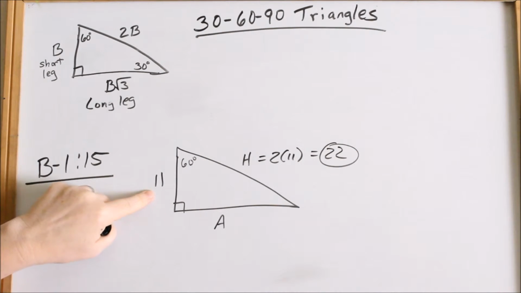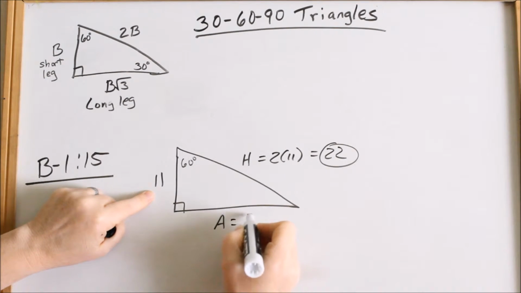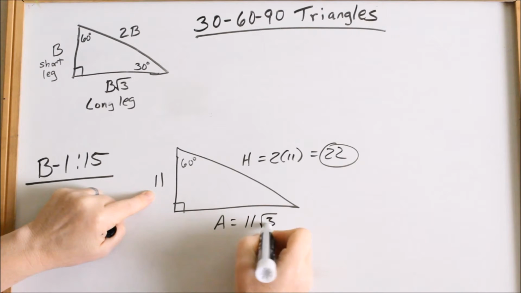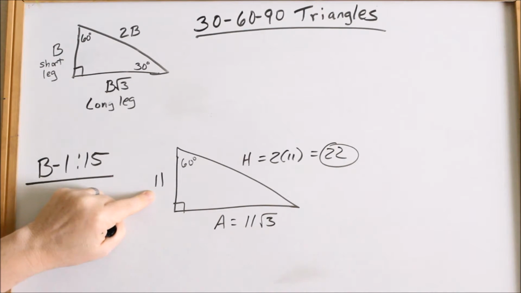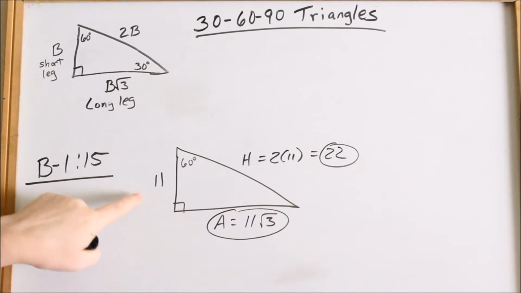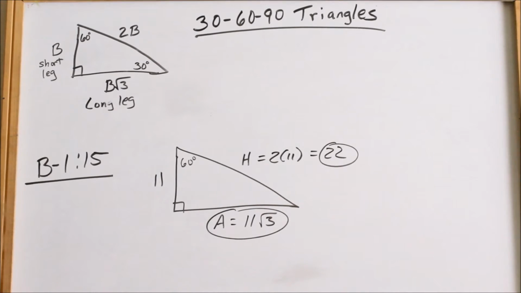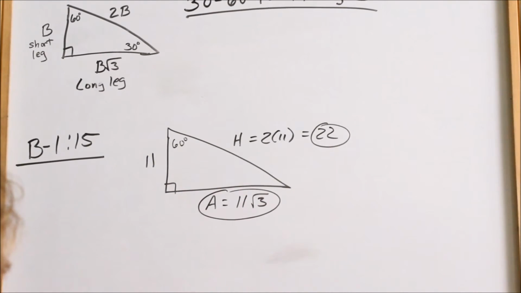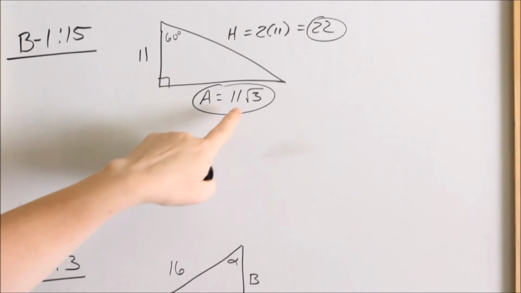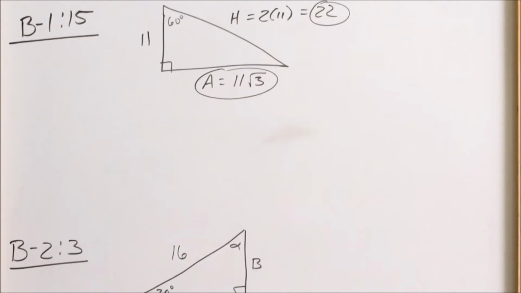Also, if you know the short leg, you can find the long leg. The long leg is just the short leg times square root of 3. Nothing more to do to simplify that radical. So this side, they're just labeling the legs A and B, and they're labeling the hypotenuse H on all of these. So it doesn't matter what they're calling this letter. So the long leg is 11 square root of 3, the hypotenuse is 22 on that one.